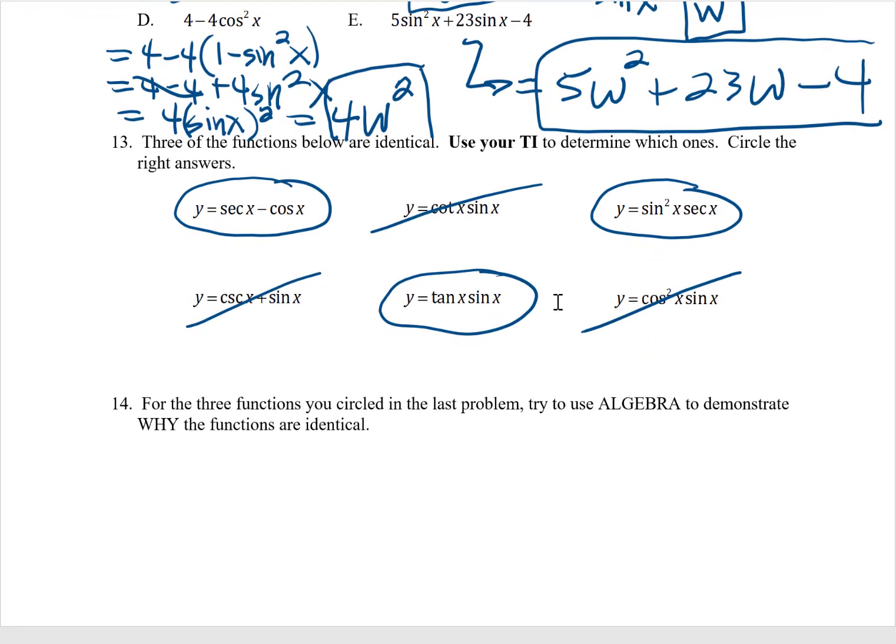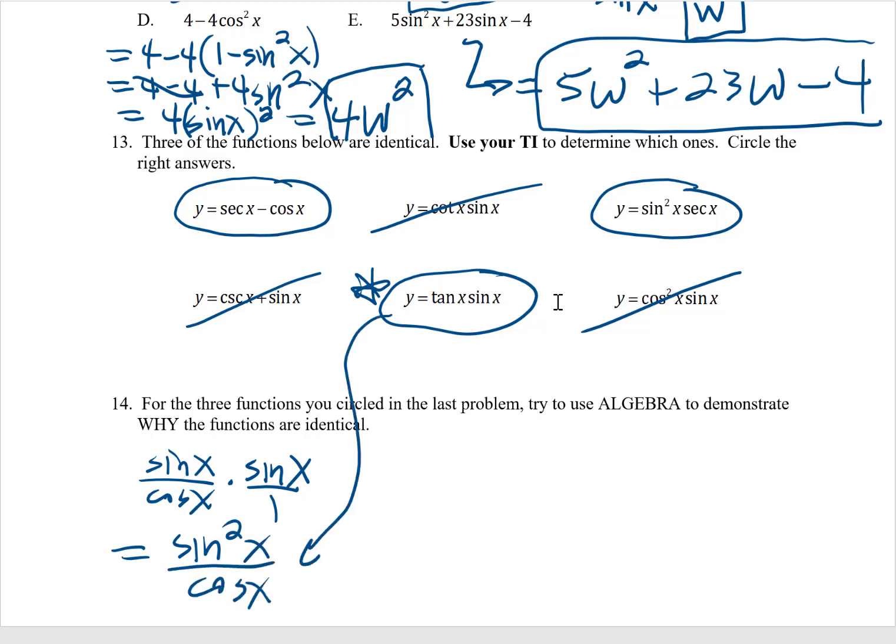Now, problem 14 says, can we use algebra to figure out why these 3 came out to be the same? Let me focus on the ones that look simpler to me first. So I'm going to start with this one. Y equals tangent x sine x. Tangent x is the same as sine x over cosine x. If I multiply that by sine x, what I'm going to end up with is sine squared x over cosine x. So that's this one.